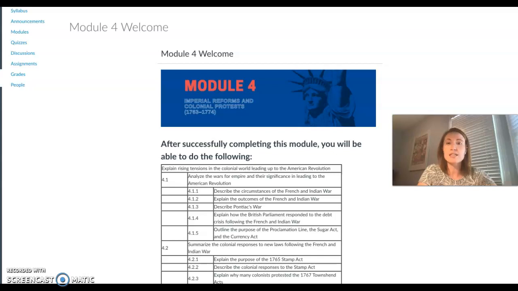Colonial protests. So by imperial reforms, we're talking about the monarchy and British government and how things are changing over in Great Britain, and how those trickled down and influenced the American continent as well. And so we've got tension between some European superpowers that leads to a conflict known as the 7 Years' War. That's what they call it in Europe. In America, it's known as the French and Indian War.